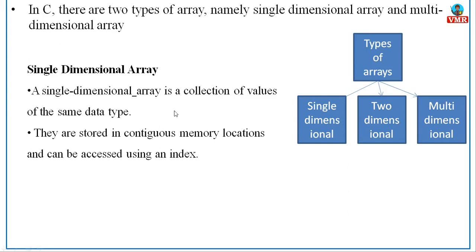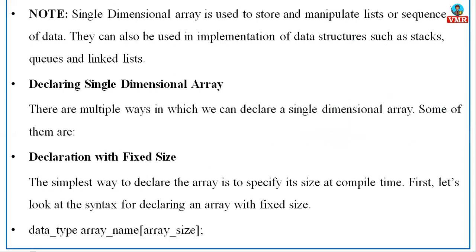Next, first we'll see what a single dimensional array is. A single dimensional array is a collection of values of the same data type, similar to your array definition, and they are stored in contiguous memory. If I give array of 10, how many numbers can I store? I can store from 0 to 9, so 10 values in a single row, in contiguous memory, one by one without leaving any spaces. Those can be accessed by your index values, as we saw in the previous lecture.